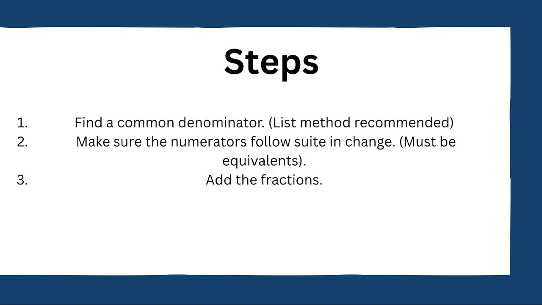The third step is you're going to add the fractions. So when you follow the first two steps, you're going to have a new fraction and you're going to add those two new fractions. So you're just really changing them to have common denominators, and you'll get a new fraction and you'll add accordingly. The fourth step would be to simplify if necessary.